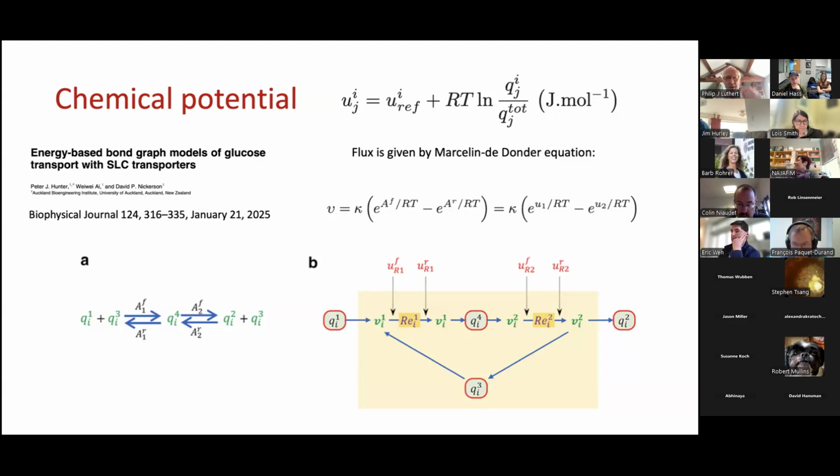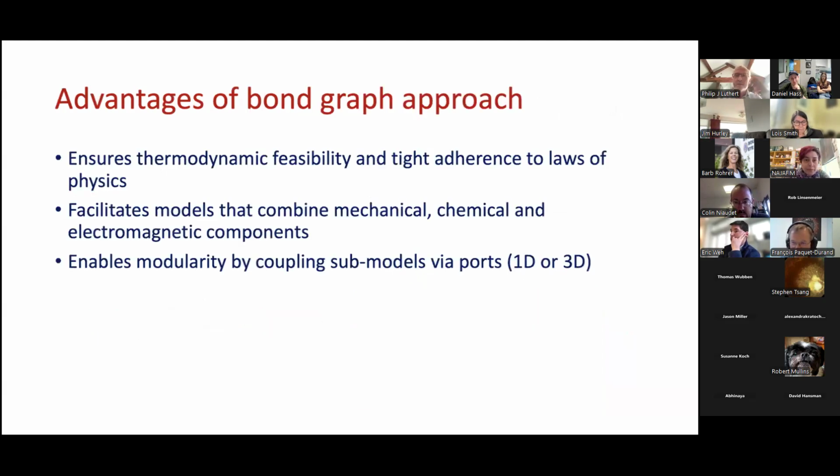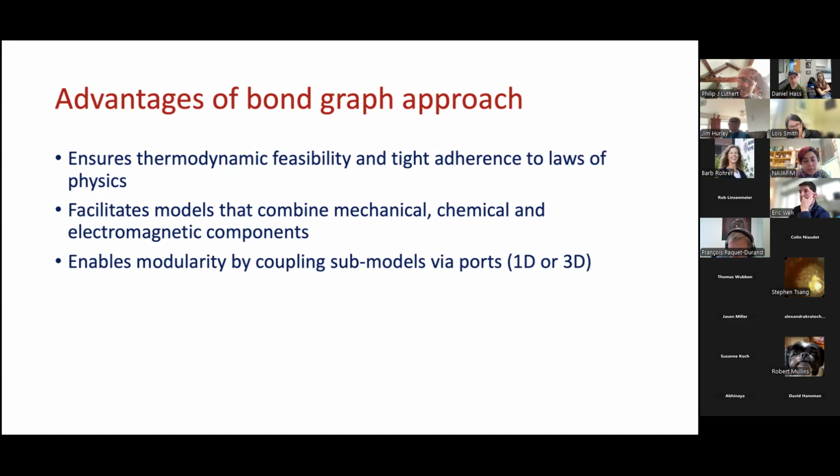I'm happy to talk offline about this to anyone afterwards, but we need to crack on. So the reason for burdening you with this bond graph approach is, as I say, it helps ensure thermodynamic plausibility. Critically, it allows us to combine models that are either mechanical, chemical, or electromagnetic. And coming to building complex models, it lends itself to creating modular models that you combine by simply connecting them through ports that transmit power from one model to another.